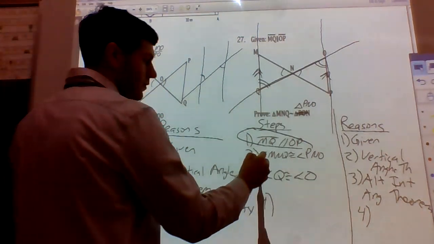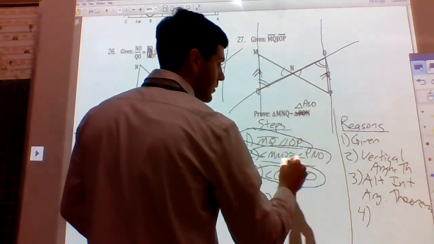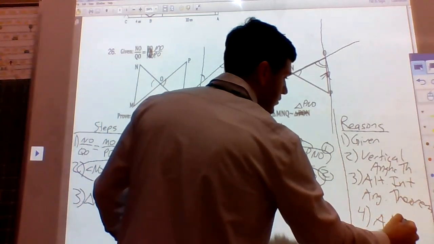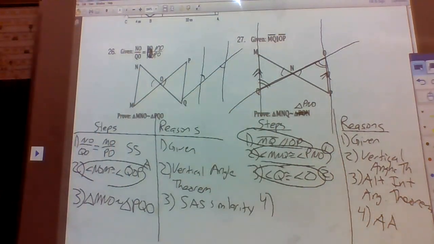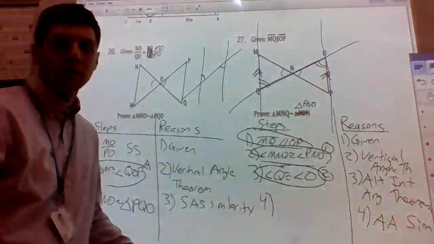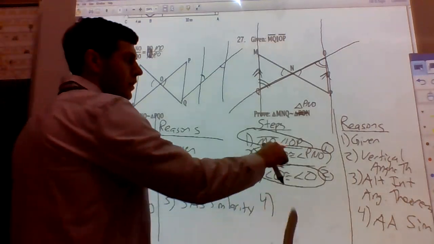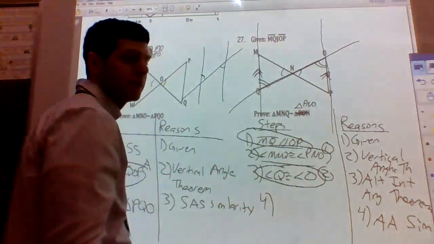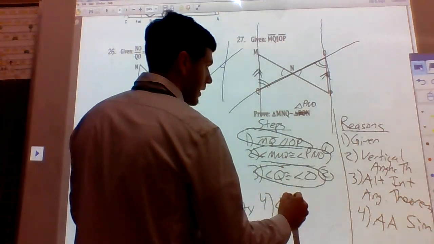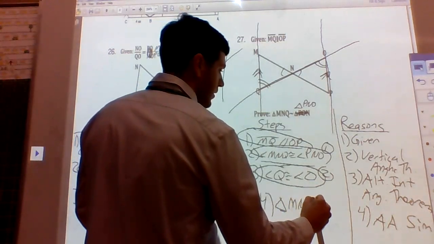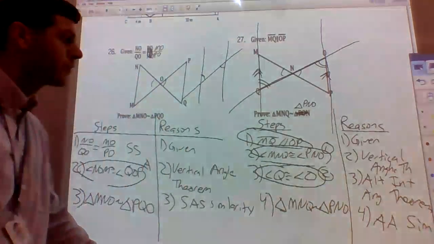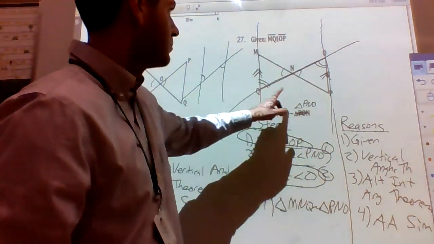We have here one pair of congruent angles, and here a second pair of congruent angles. Since we have two pairs of corresponding angles that are congruent, we can use angle-angle similarity. So angle-angle similarity is going to tell us that the triangles are similar. If we have two pairs of corresponding angles that are congruent, then the triangles are similar. So triangle MNQ is similar to triangle, again, we said there's a typo, it should be PNO. Right, MNQ, PNO.